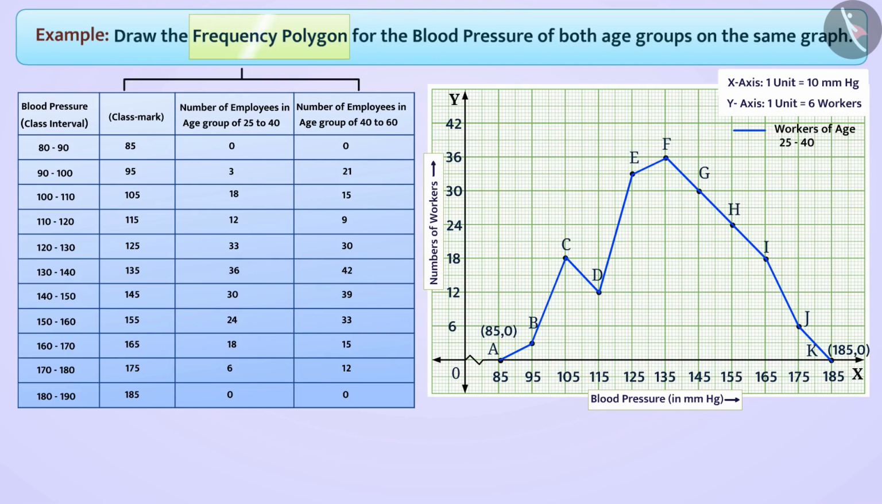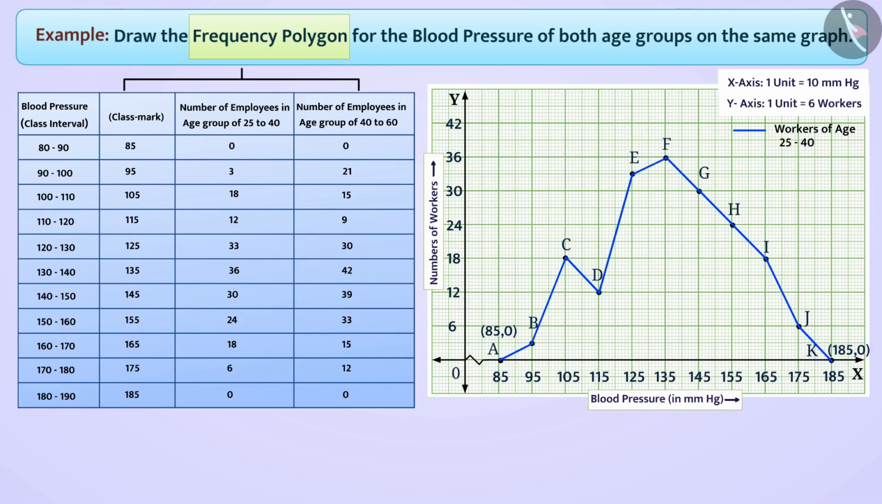Now, we will draw the frequency polygon to represent the number of workers in the age group of 40 to 60 years. The class marks and the frequency of imaginary class intervals are the same in both cases, so their coordinates will be the same in both cases. Hence, the first point will be A (85, 0) and the last point K (185, 0) in both the cases.